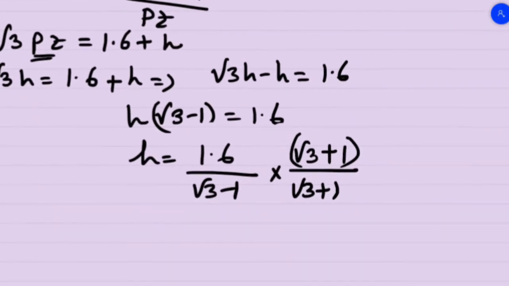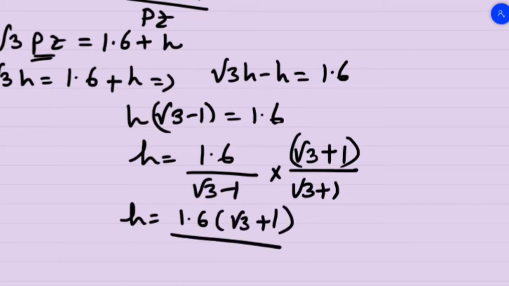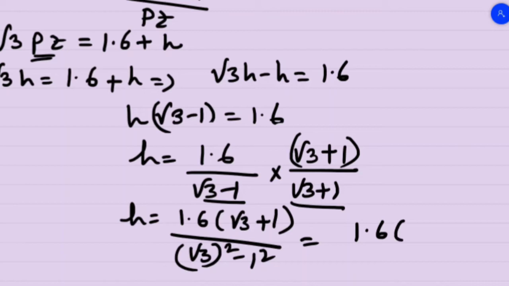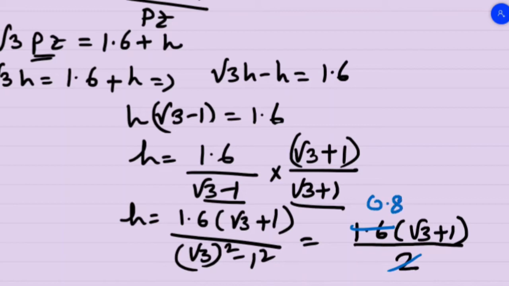See, h will be equal to 1.6 into root 3 plus 1 divided by, see, this is a minus b into a plus b. So a square minus b square, root 3 whole square minus 1 square. So it will give you 1.6 into root 3 plus 1 divided by root 3 whole square is 3 minus 1. So that will be 2. So if you cancel, you will get here 0.8. So 0.8 into root 3 plus 1.